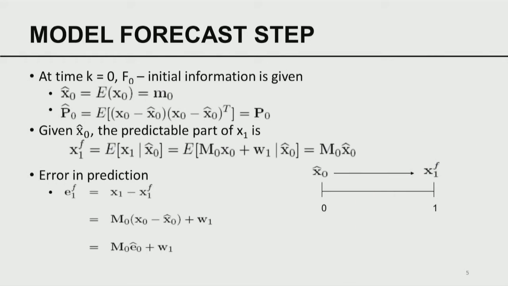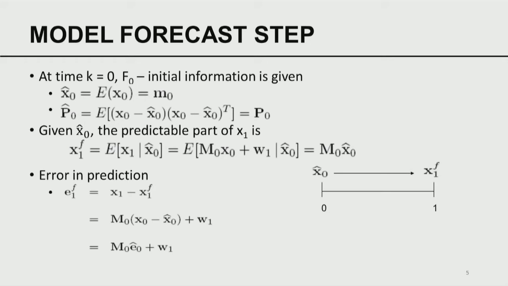So before I talk about, where are we? We described our model. The model has two sources of randomness, initial condition and the forcing. Observation has another source of randomness, which is observation noise.